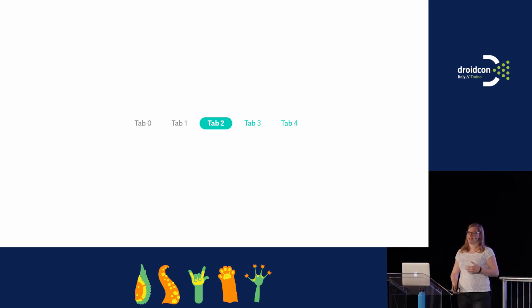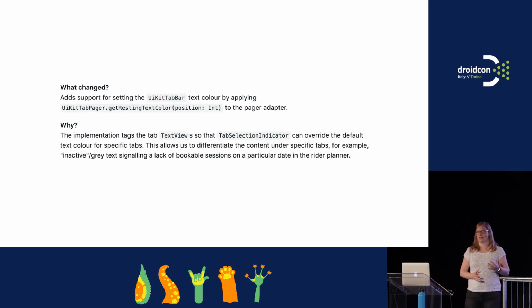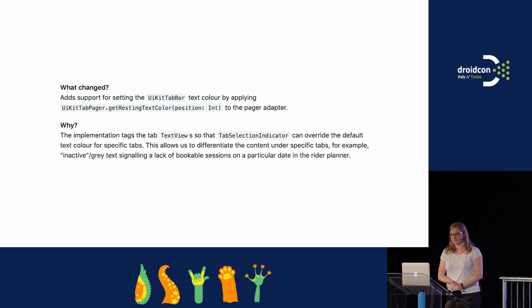So we decided to allow a bit more customization on the component. So you can add this resting text color for a tab. So this can also be used for other use cases. Maybe in the future we want to highlight the tab specifically, so we can indicate that there's something behind it that you really want to click.